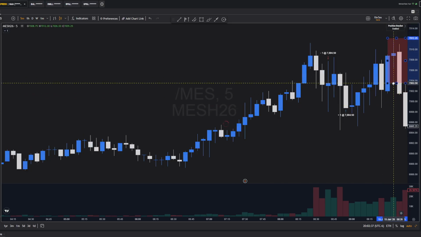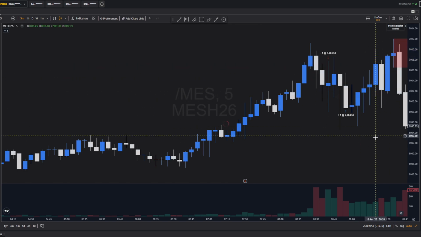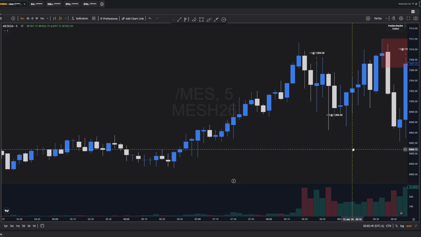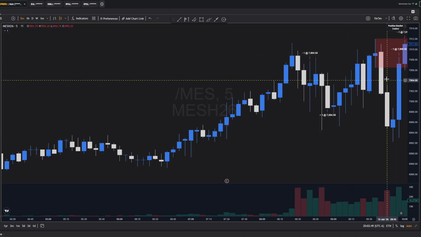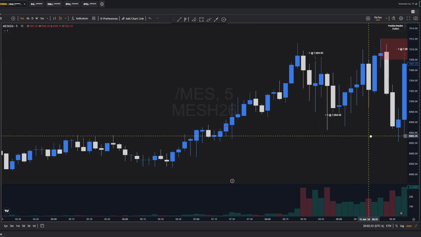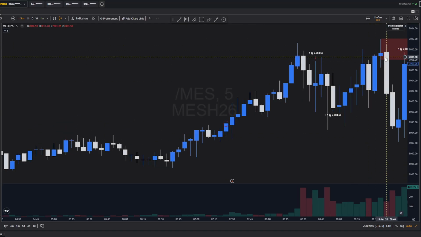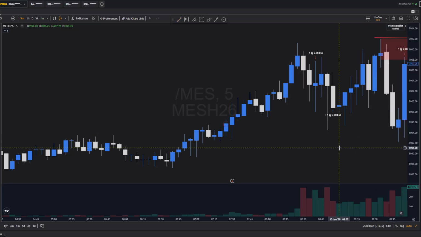I don't want to take a long here. I want to take a short. Once demand forms, I'm sitting on my hands. Now, supply formed. And we enter at 7,008. That's right here. So we enter on this supply. Our stop once again, one tick above the high.